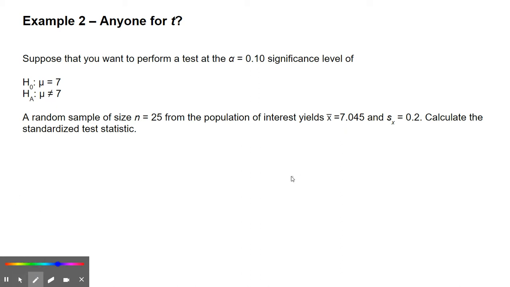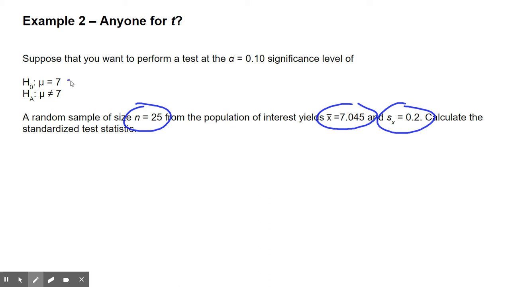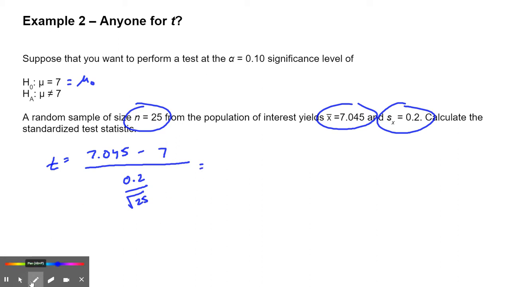So, because this is a means question, we're looking for our t-test statistic. It gives us all of our stuff. So here's n, here's x bar, here's sx, and then 7 is your mu null value. So to find t, I have to take my sample mean 7.045 minus the null value of 7 and divide that by your sample standard deviation of 0.2 all over the square root of your sample size 25. Okay, let's go ahead and do that in Desmos graphing calculator, and we're going to round that to 3 decimals.